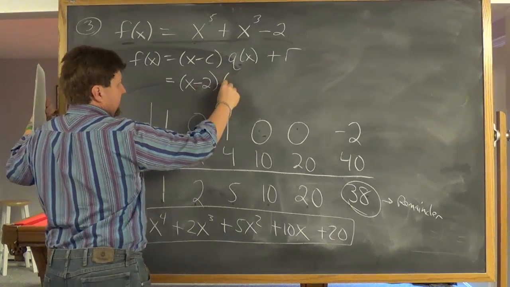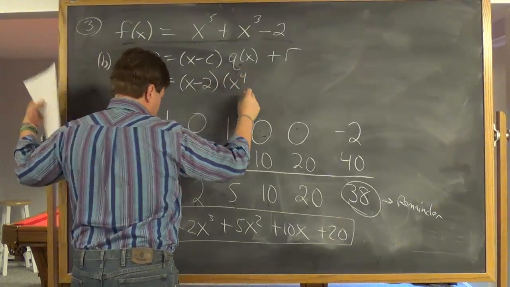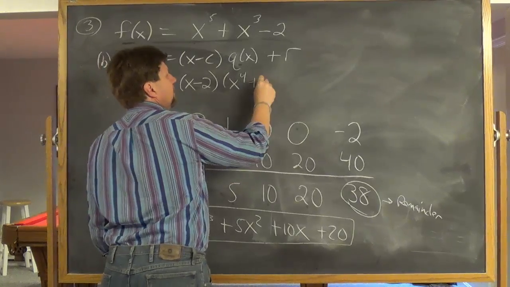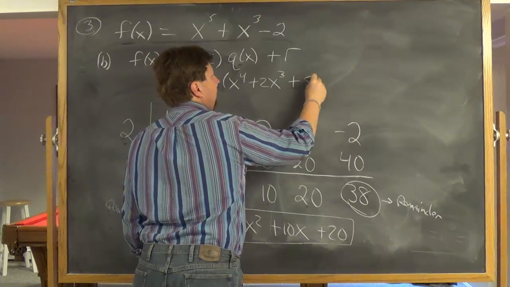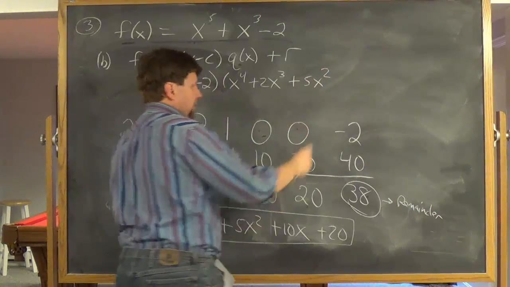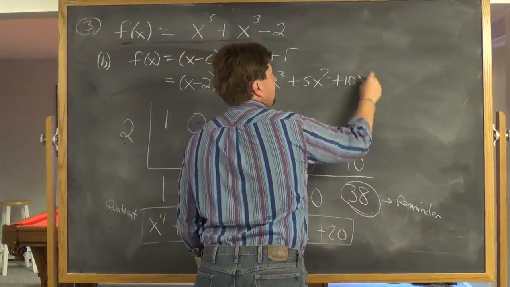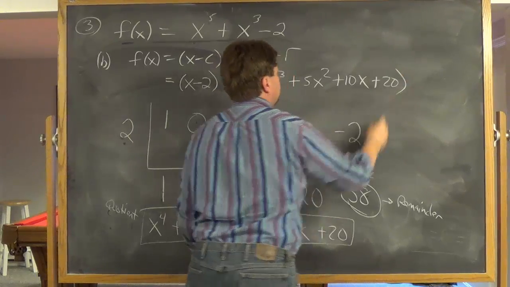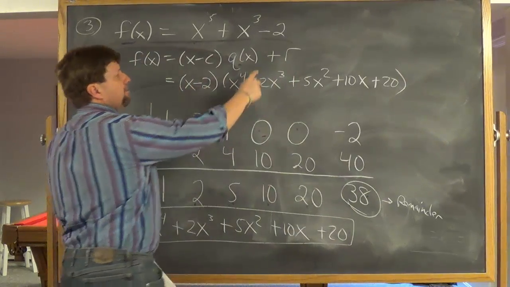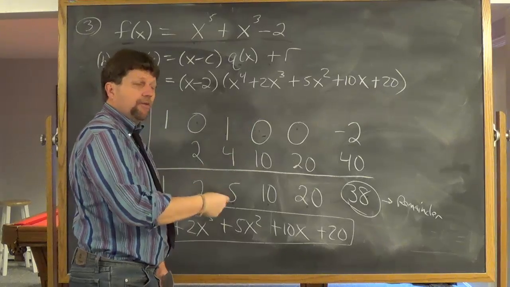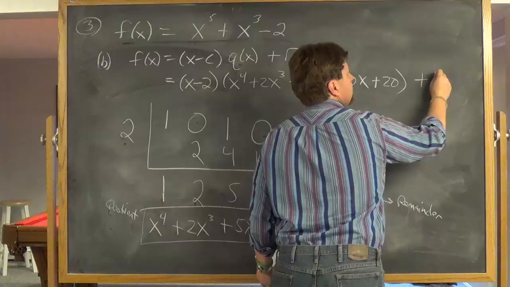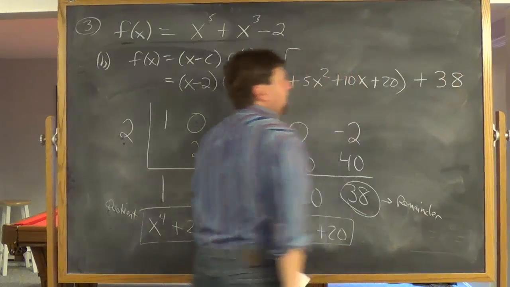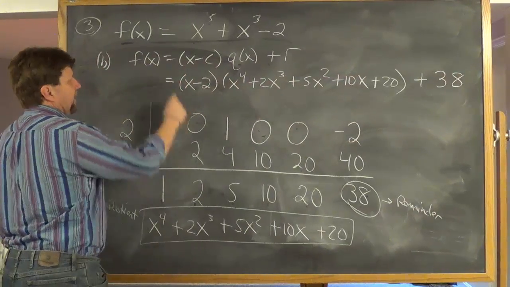The quotient is x to the fourth plus 2x cubed plus 5x squared plus 10x plus 20. And then it says plus r. That's the remainder. We had a remainder of 38. So plus 38.